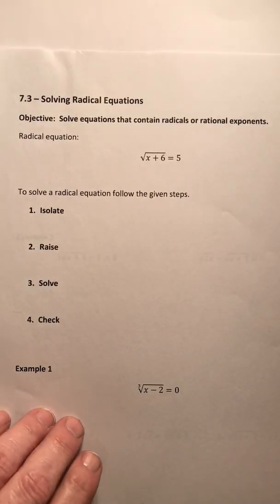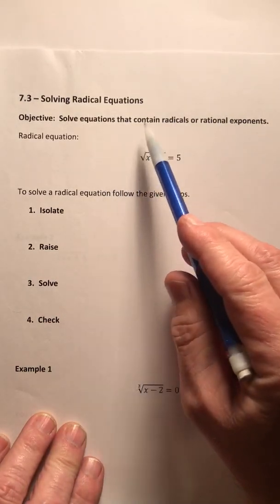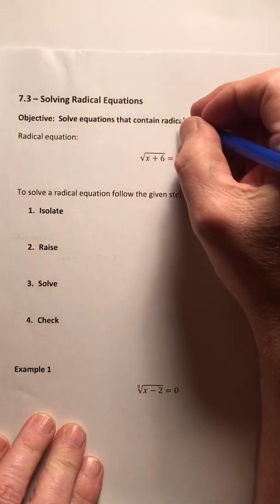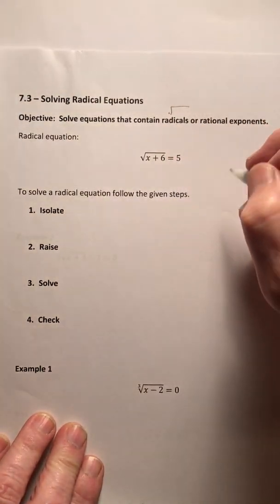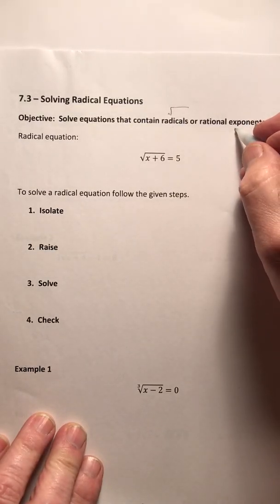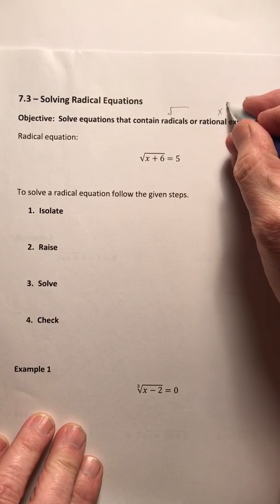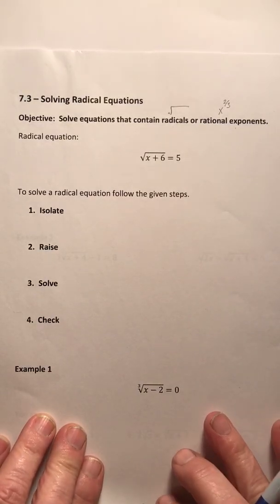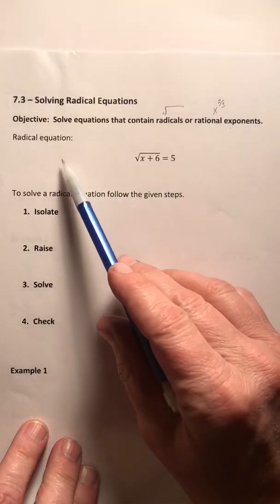7.3 notes. We are solving radical equations. The objective is that you're able to solve equations that contain radicals. Remember what radicals are. Those are like square root brackets or cube root brackets. And rational exponents. Remember, rational exponents is having a fraction, like x to the 2/3 power, as one of your equations. So, radical equations.